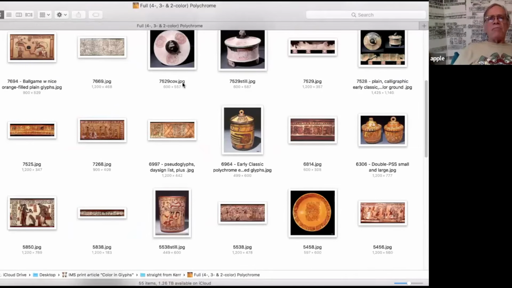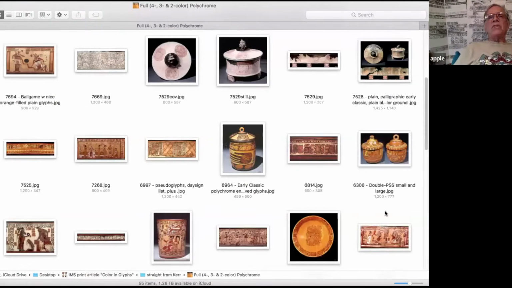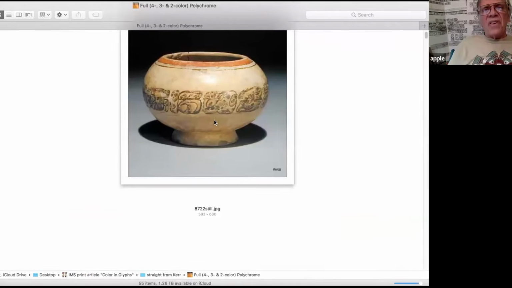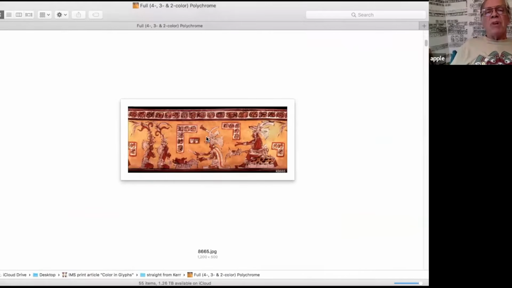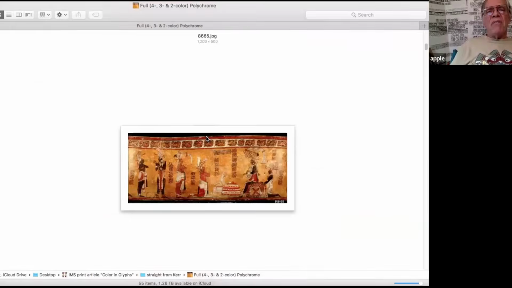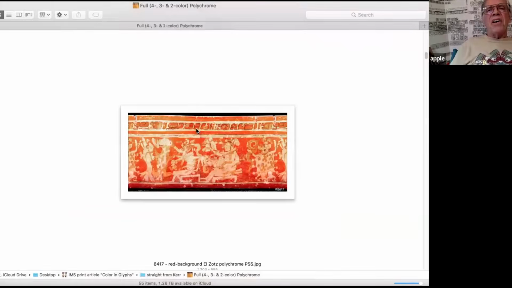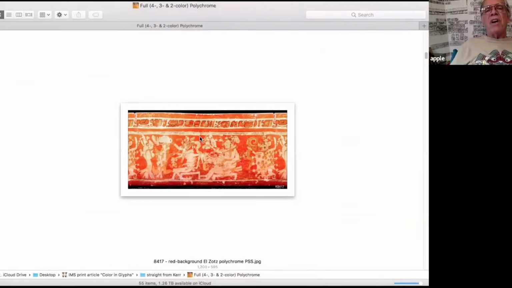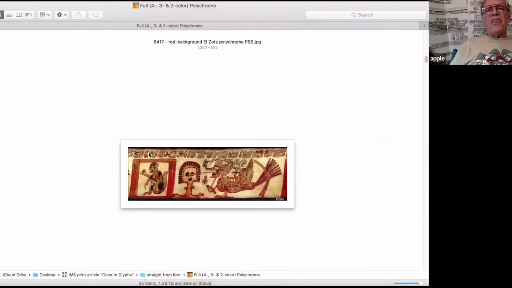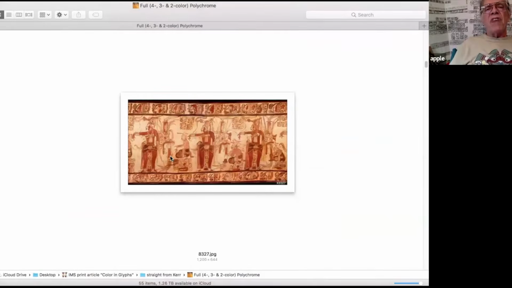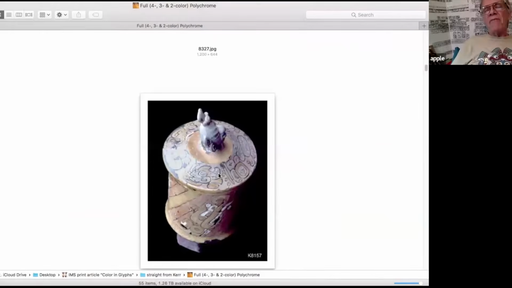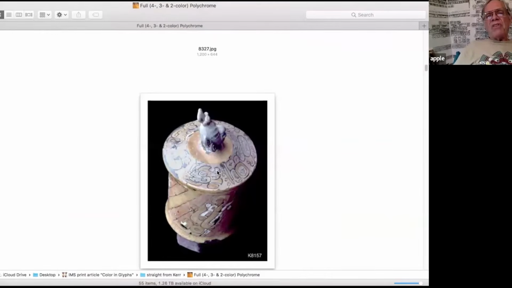So for instance, this has a little bit of color, hardly any. I could blow these up individually, but I'm just going to skip through it. And so these are the red background vessels. There's a sort of spotty color scheme. There's another color scheme that's got red spots on the faces. This is a real early vessel from Tikal, and that's as big as I can get it, I think.